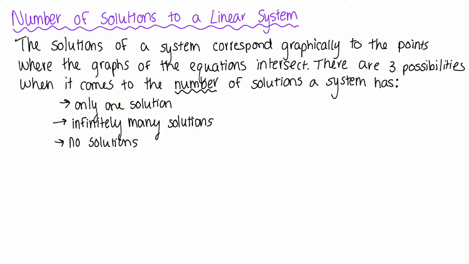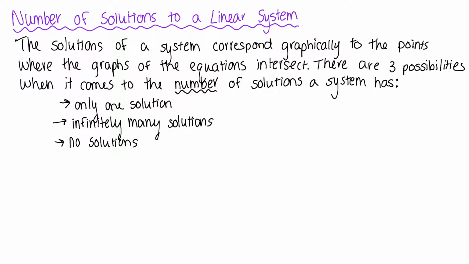All right, so let's talk about the number of solutions a linear system can have. Now, in particular, I'm going to be talking about 2 variables, but everything I'm about to say is also true in 3 variables, 4 variables, 5 variables, and so on. So the number of solutions corresponds to the number of times that the 2 lines you have intersect. There are 3 possibilities of what can happen. We could have 1 solution, we can have infinitely many solutions, or we could have no solution.